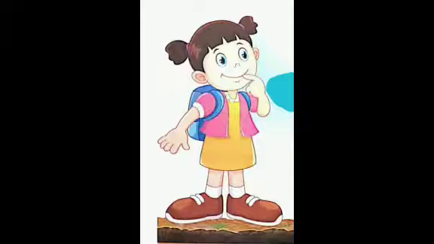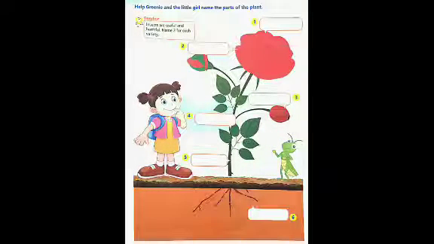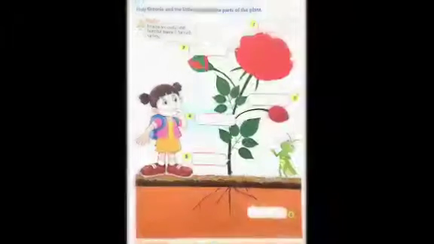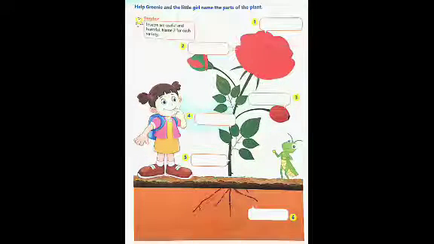Finally, a little girl came to a garden and said, "Look, there is a tiny grasshopper on the rose plant." So the top of that is a rose plant. A little girl came to the garden and said, "Look, there is a tiny grasshopper on the rose plant." So finally, Greenie is a grasshopper. The little girl also saw this grasshopper on the rose plant.